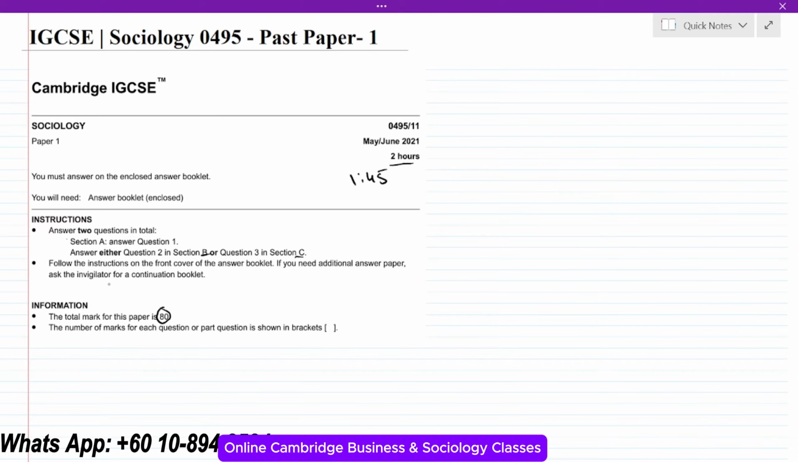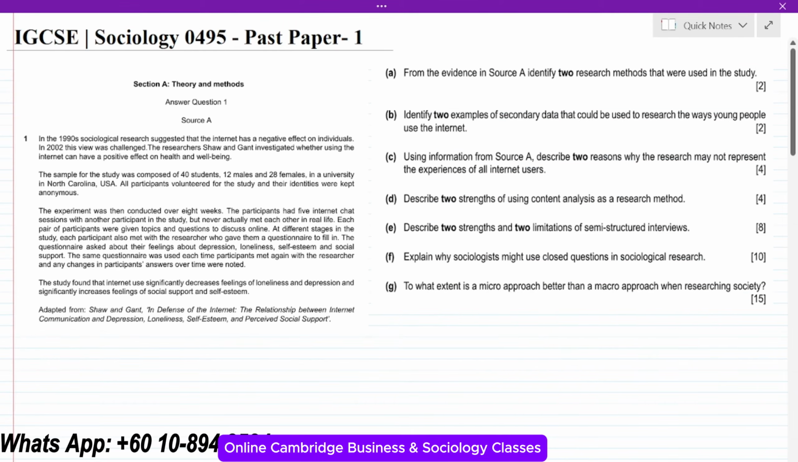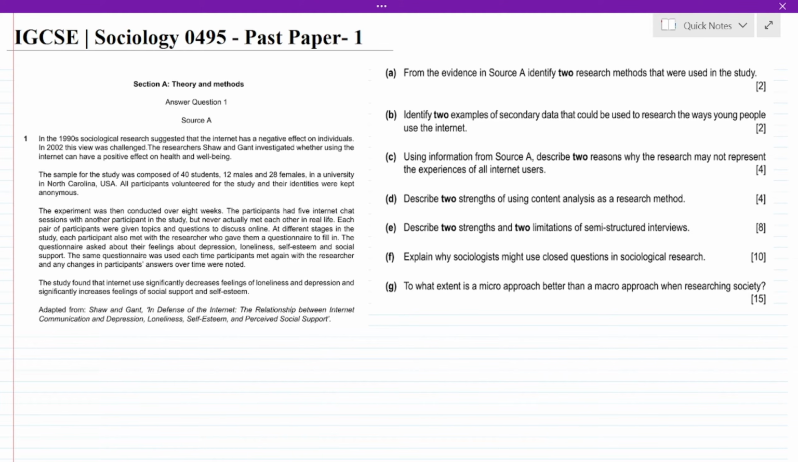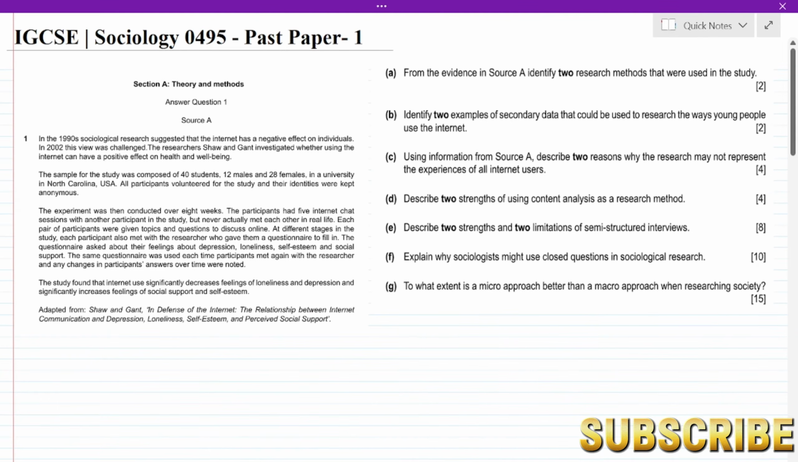Now moving on to paper number 1 that we have taken from May-June 2021. No need to worry about the paper pattern, as we still have the same paper pattern in 2025. So this is our section A, and this section is coming from our chapter number 1, theory and methods. In source A, you have to read this paragraph very carefully. One better way is to highlight the most important information while reading.